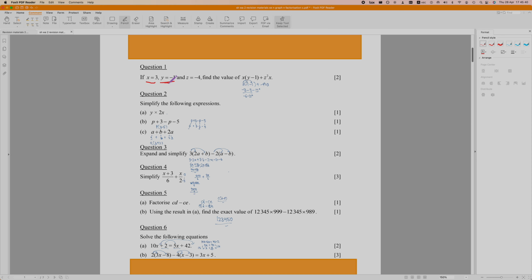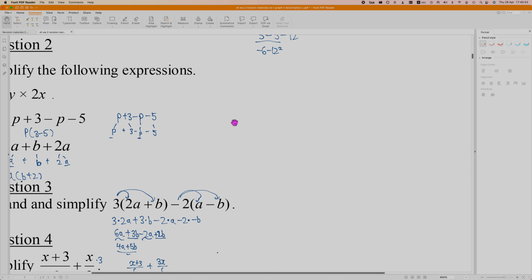Y, you have the z. All you need to do is to sub it in, okay? So you need to sub it in one by one. And when you sub in, you need to put a bracket, okay? When you sub in, you need to put a bracket, and you didn't put a bracket here.